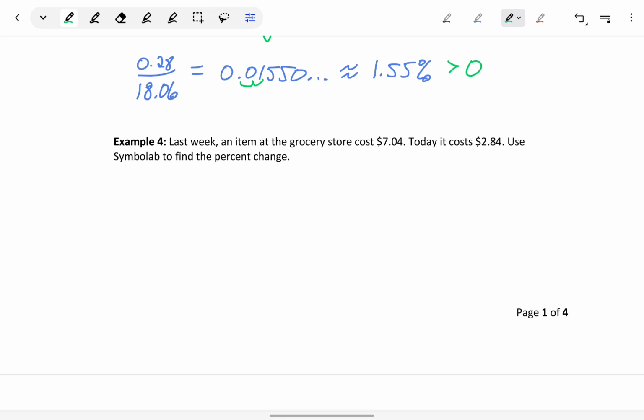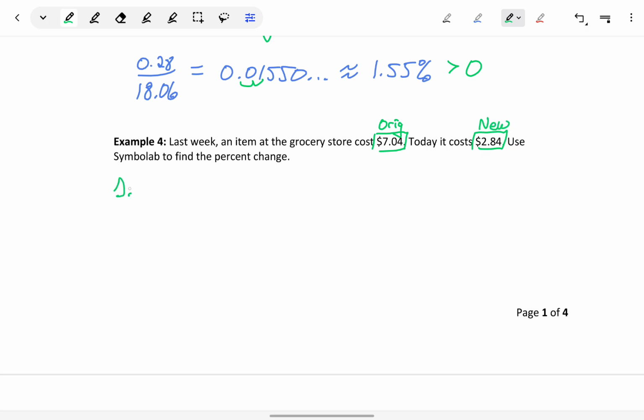In example 4, we're told that last week an item at a grocery store cost $7.04. Today, it costs $2.84. We want to use Symbolab to find the percent change. So again, we have an original amount. That was the starting price. And now we have a new price.